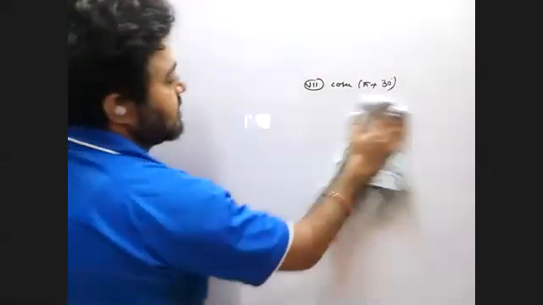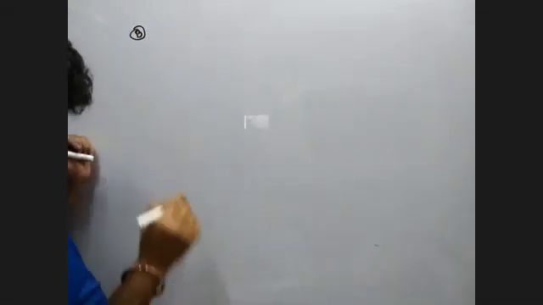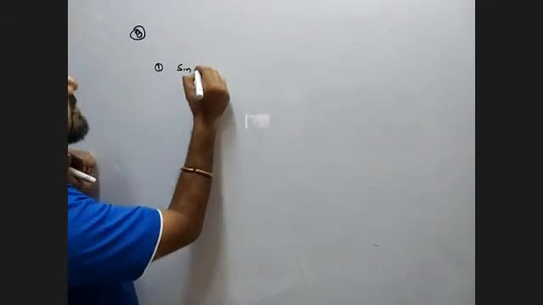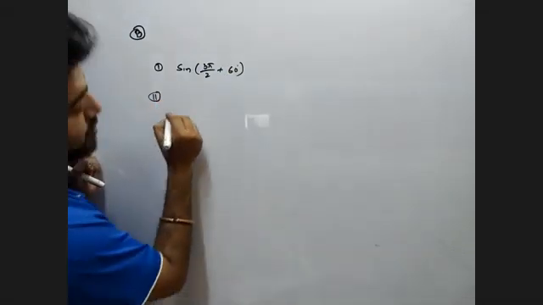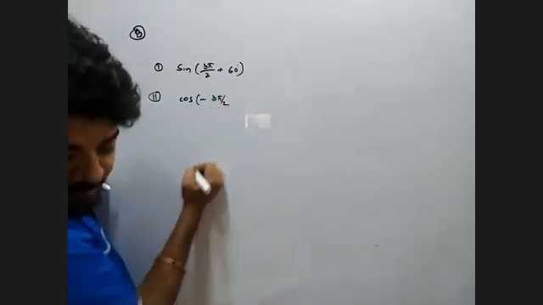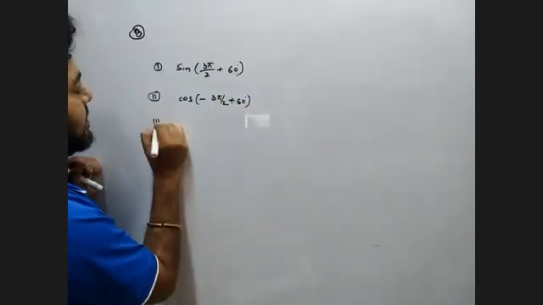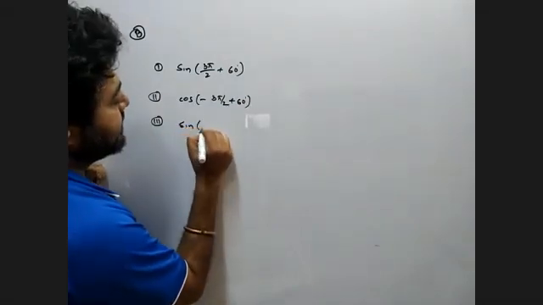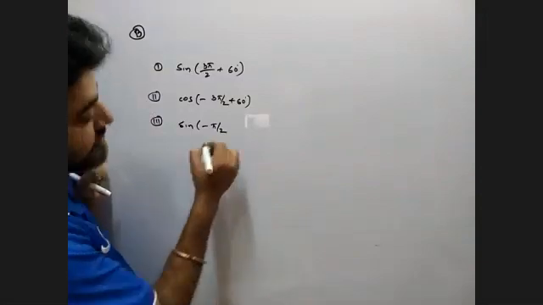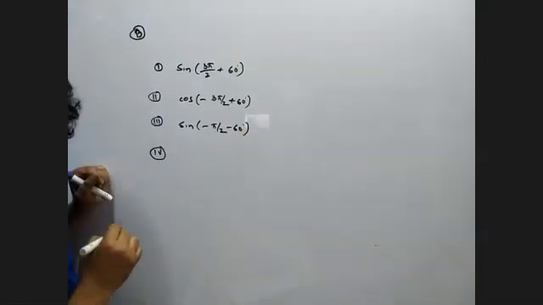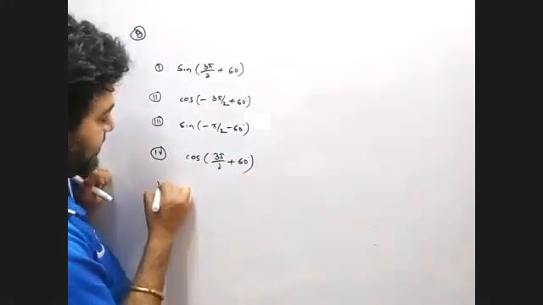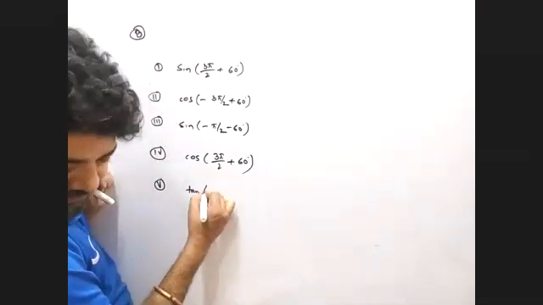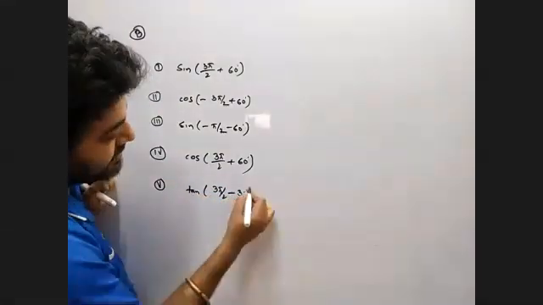Then the next one. Number 1, sine 3 pi by 2 plus 60 degree. Number 2, cos minus 3 pi by 2 plus 60 degree. Number 3, sine minus pi by 2 minus 60 degree. Number 4, cos 3 pi by 2 plus 60 degree. Number 5, tan 3 pi by 2 minus 30 degree.